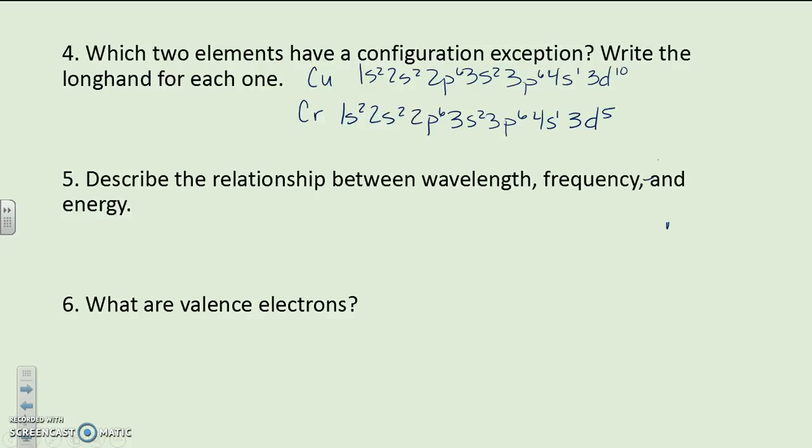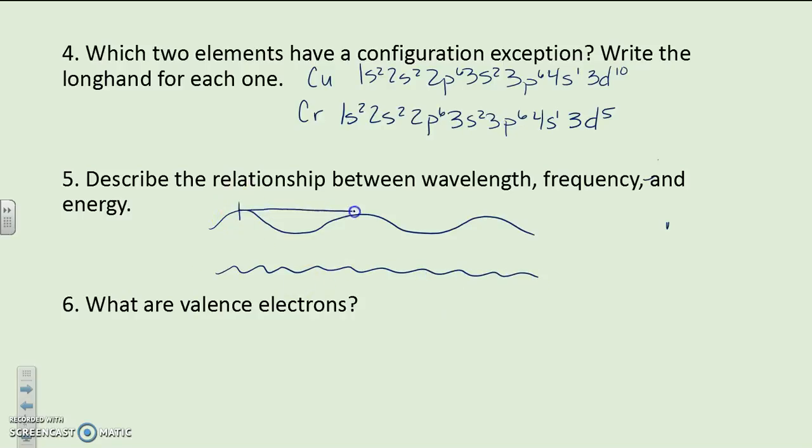Describe the relationship between wavelength, energy, and frequency. Wavelength goes from crest to crest or from trough to trough. Remember, upside down Y is wavelength. The longer the wavelength, the less the frequency, which gives us less energy. If it has a shorter wavelength, it's going to have a greater frequency, which means it comes around more, and it's going to have a greater energy, because in order to come around more, it has to have energy to get around.